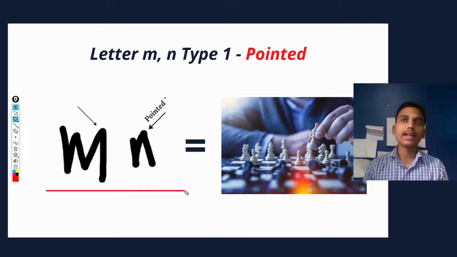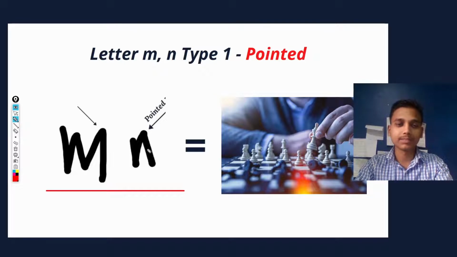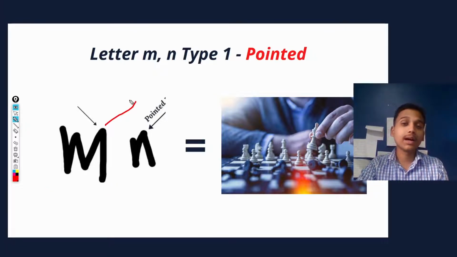You will also find that letter M and N pointed is also in Einstein's handwriting as well as signature. You can Google it. You will find that Einstein also had pointed M and N in his handwriting as well as signature. So it shows that intelligent people have these letters. It also shows that graphology works for sure, 100%.